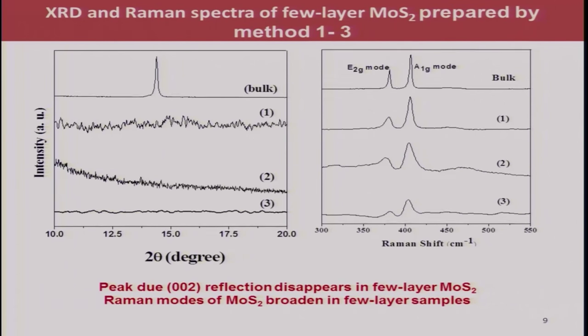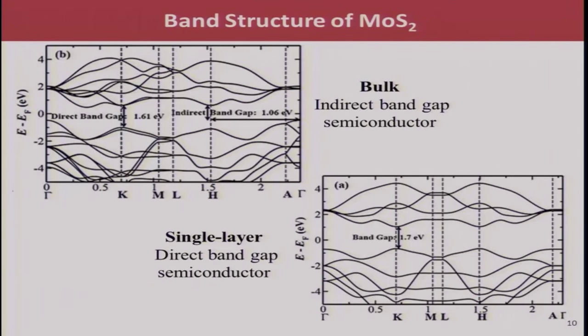And Raman spectroscopy is also very useful. I'll come back to this in a minute. Well, we calculated at that time, around 2005, 2006, the band structure. And the band structure shows, of course, the bulk material MoS2 is an indirect band gap semiconductor, while a single layer is a direct band gap semiconductor. And this was of some great interest to us at that time.